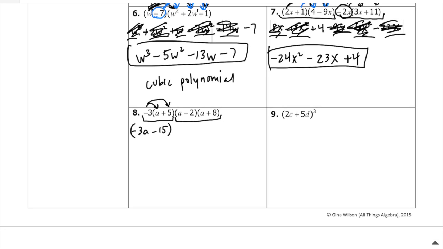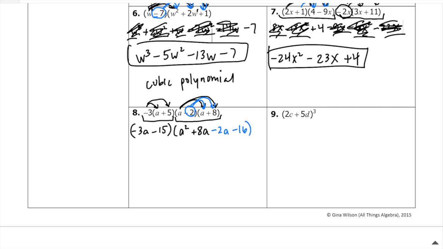Now let's do the second piece. So I have my double distribution here, right? So I have a times a and a times 8. So a times a will give me a squared, and a times 8 will give me a positive 8a. The next thing I have to do is look at -2 and distribute -2 to a and to 8. So -2 times a will be a -2a, and -2 times 8 will be a -16.